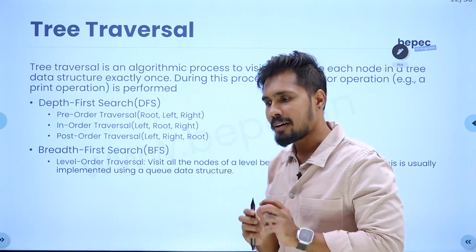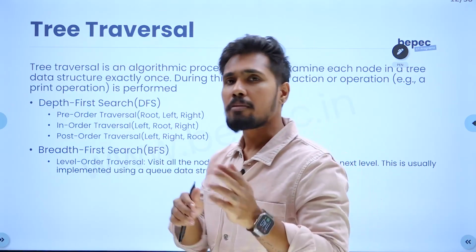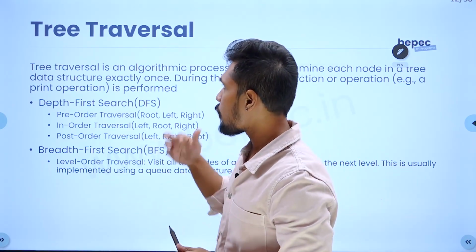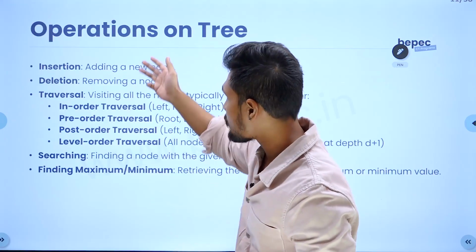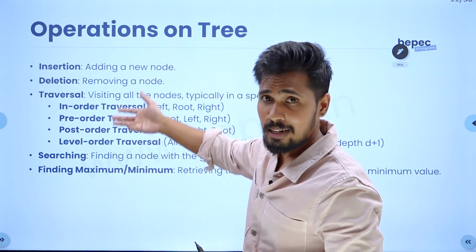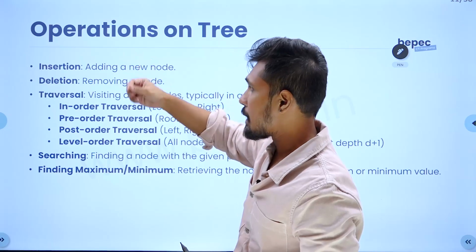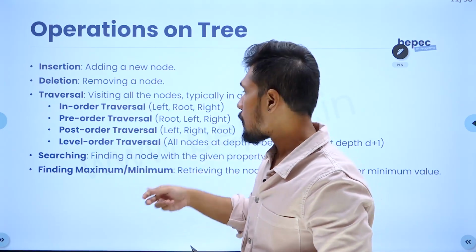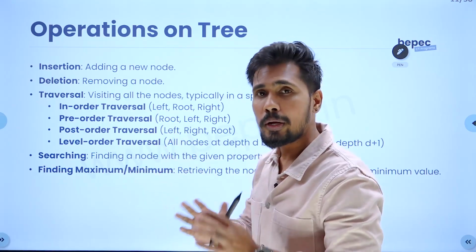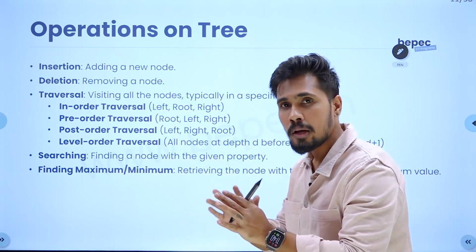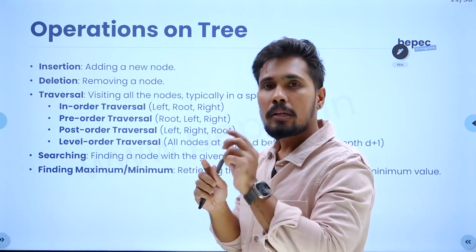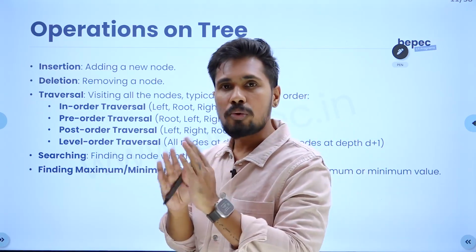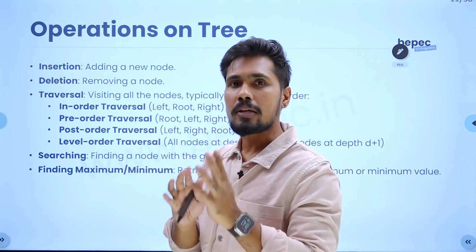So what is that operation? It can be a print operation. It can be any sort of operation. So you know different types of operations in our trees. We can insert, we can delete, we can traverse, or find or search a value, anything we can do. In order to perform an operation, we are visiting each node, or the nodes in a tree. That process is called tree traversal.